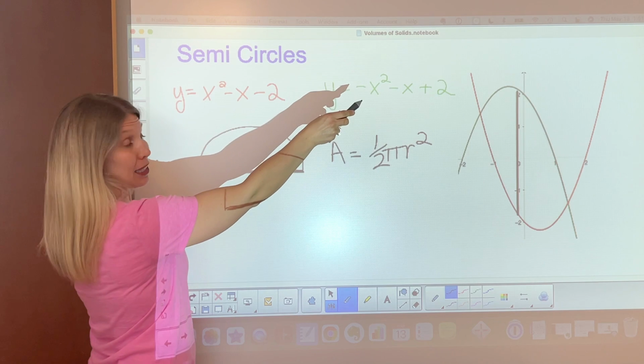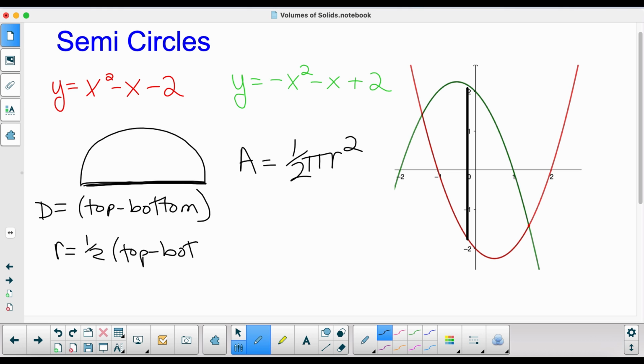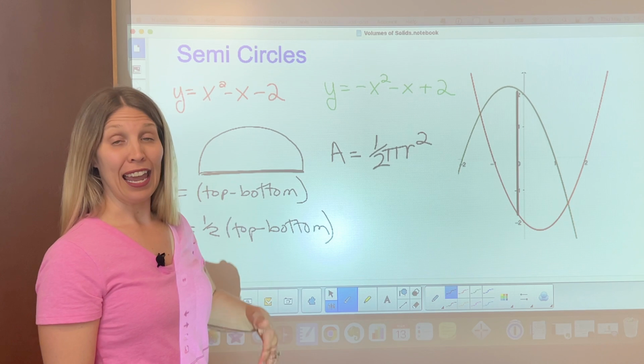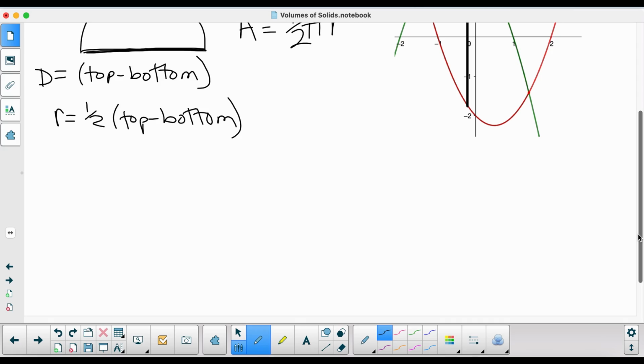Well, this is your top minus your bottom function again. So this is top minus bottom, but this is your diameter. So to get your radius is going to equal 1/2 top minus bottom, multiplied by 1/2 pi, and again using your x bounds because it's being stacked along the x-axis. So let's set up our integral. Again, we're using the same bounds because we're using the same function.